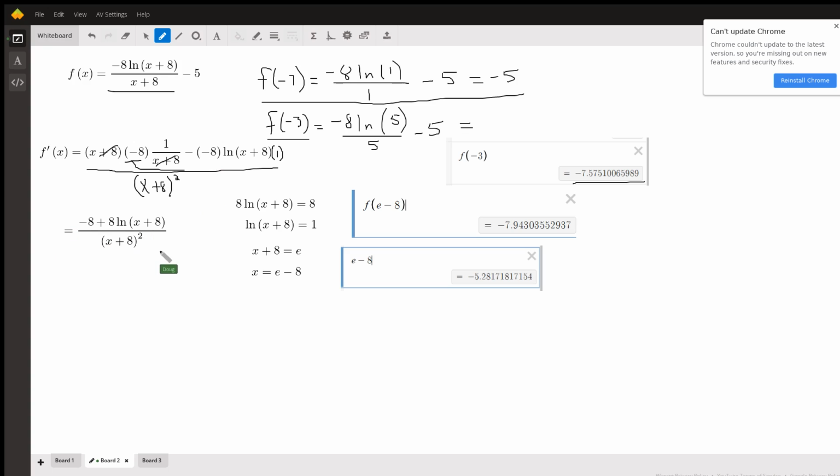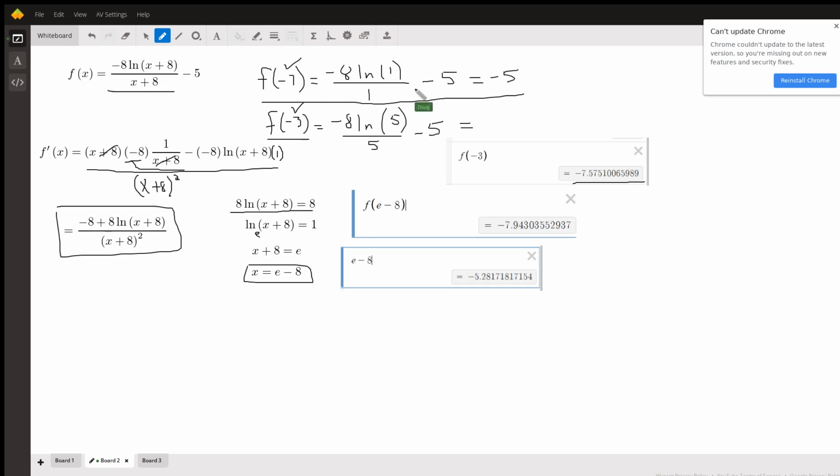Now, when does this equal 0? Find the critical numbers. That'll happen when the numerator equals 0. And when the numerator equals 0, we get this. Divide by 8. ln of x plus 8 equals 1. So x plus 8 equals e to the first power. So x equals e minus 8. That's the critical number. So those are the three values that we want to evaluate the original function for.